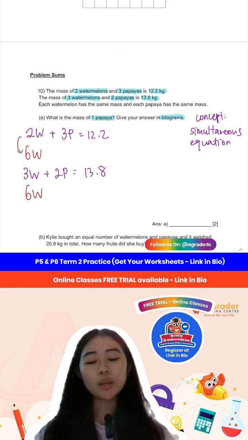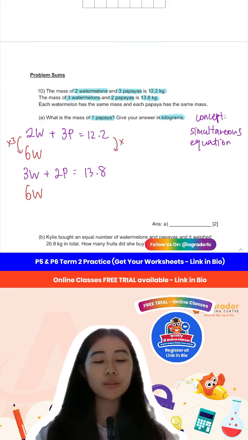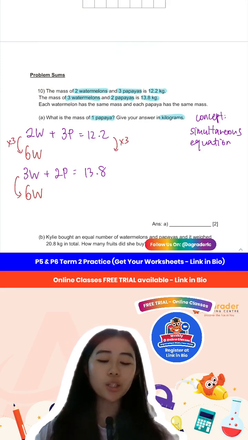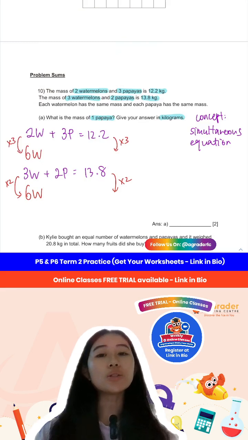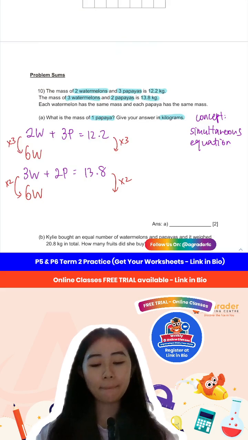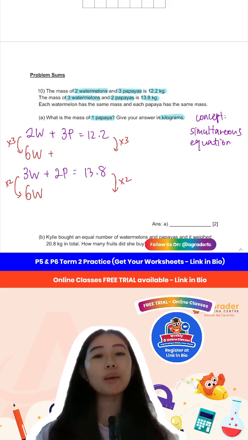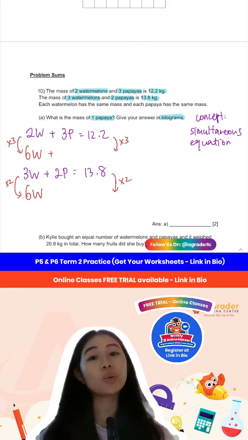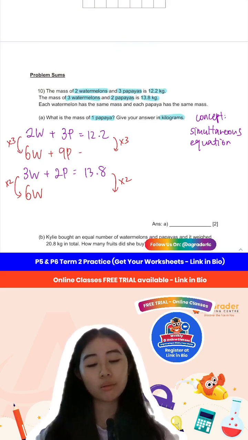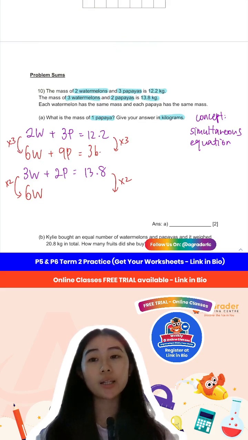So my first equation, I'm going to times 3. And my second equation, I will times 2. So once you do that, then you notice that your watermelon becomes the same. So when you multiply, please multiply everything within the equation. And then you will get these numbers that I'm writing right now.